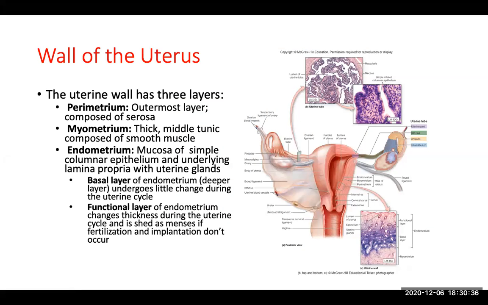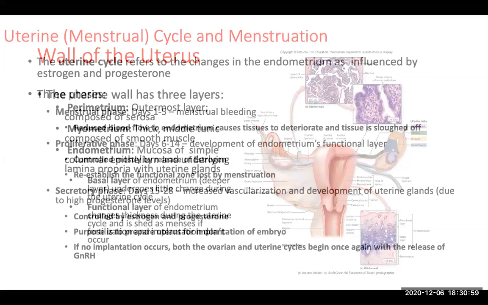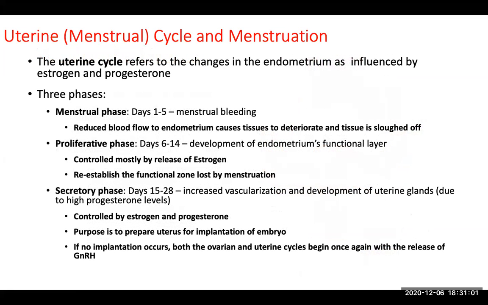The wall of the uterus, the uterine wall, has three layers: the perimetrium, the myometrium, and the endometrium. The myometrium is the thick muscular wall. The endometrium has a basal and functional layer. The functional layer is what will change thickness during the uterine cycle and is shed as menses or menstruation if fertilization and implantation does not occur. The uterine cycle refers to the changes in the endometrium as influenced by estrogen and progesterone.